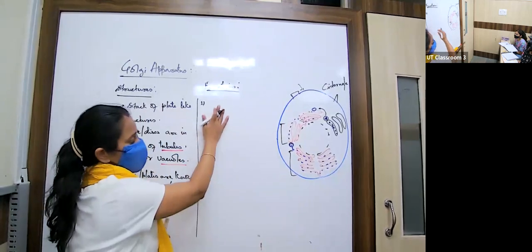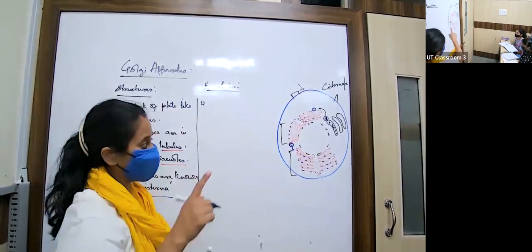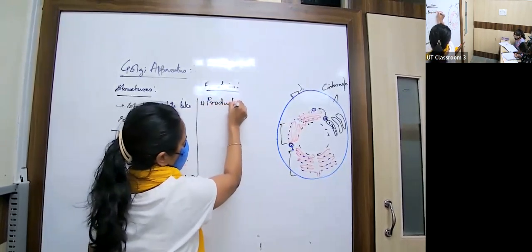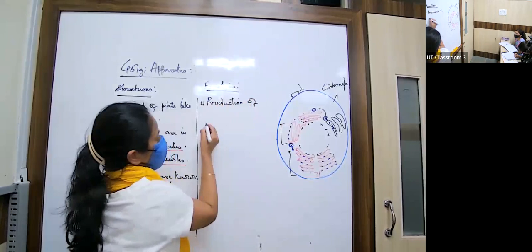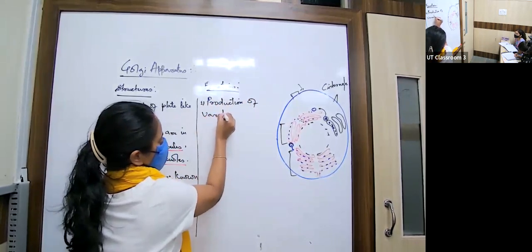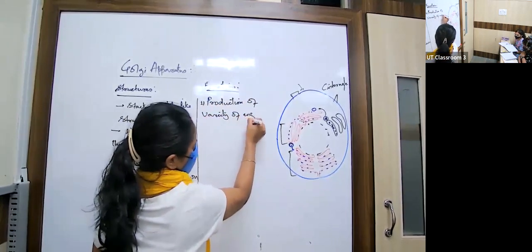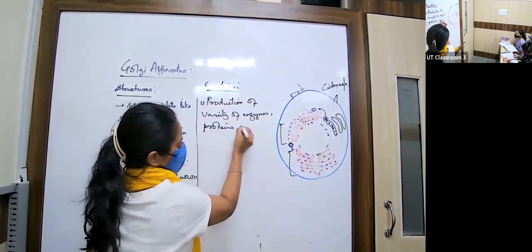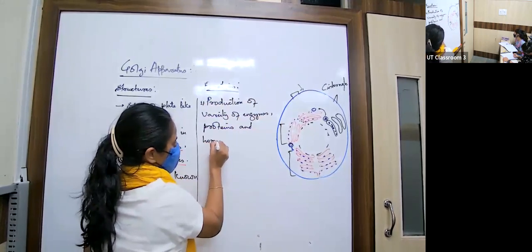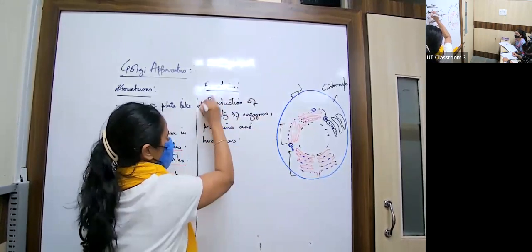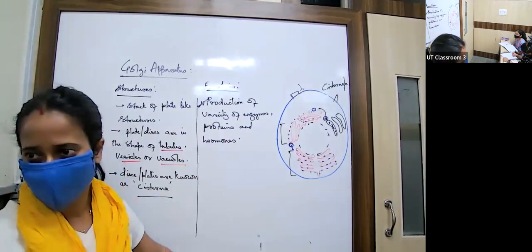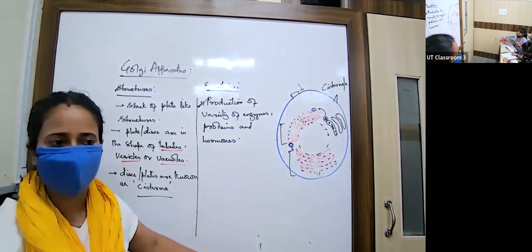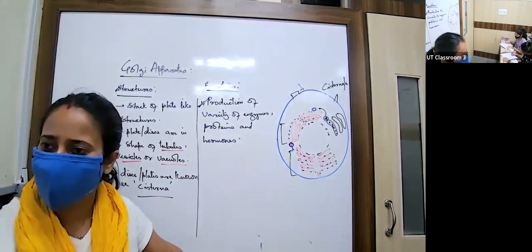First of all, we'll write down what is the most important function of Golgi, then we'll come to this. What does the Golgi do? Production or synthesis of a variety of enzymes, proteins and hormones. Enzymes, proteins and hormones. ये है सबसे important function of Golgi. So what is the Golgi doing, which are in the form of stacks and plaques, constantly engaged in the formation of enzymes?